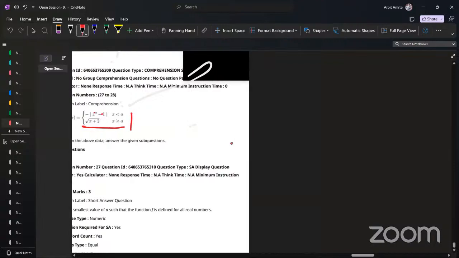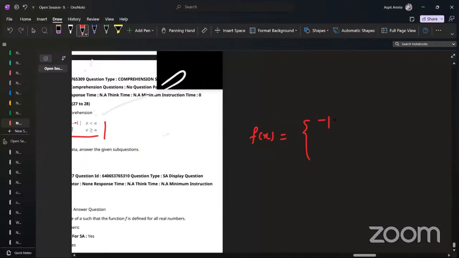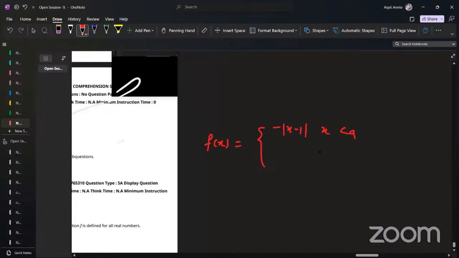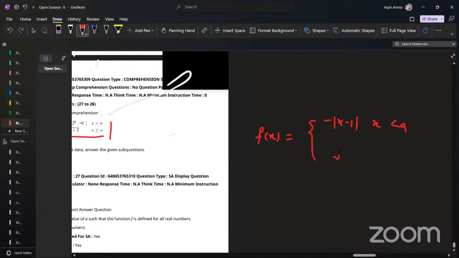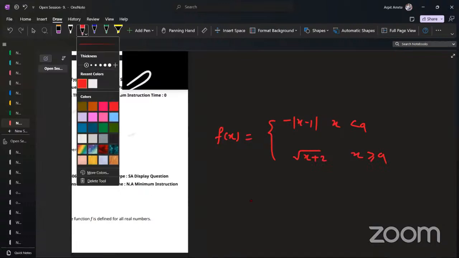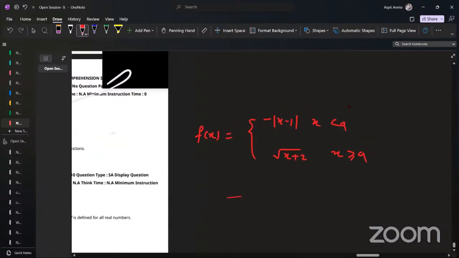Okay, so what function do we have? We have f(x) equals minus of |x squared minus 1| when x is less than a, and then root over x plus 2 when x is greater than or equal to a. Okay, so forget about this a till now.